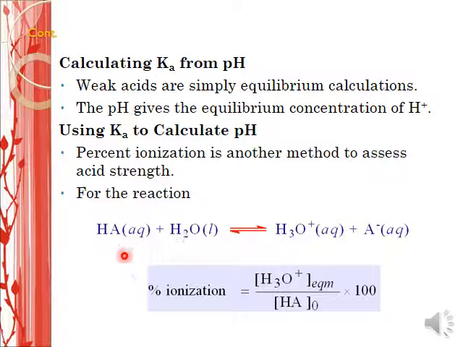Now, we can also calculate the percent of ionization, how much of the solution ionized. This is the formula: we use the equilibrium concentration of H+ over the original concentration of the acid, times 100. Later on we will see an example related to this.